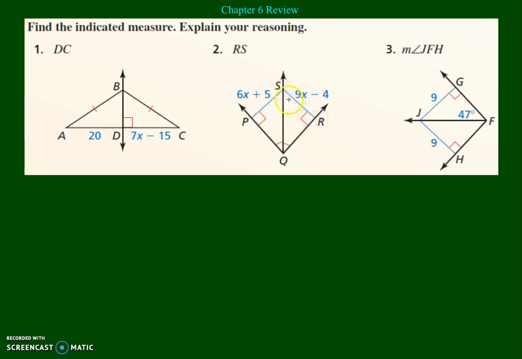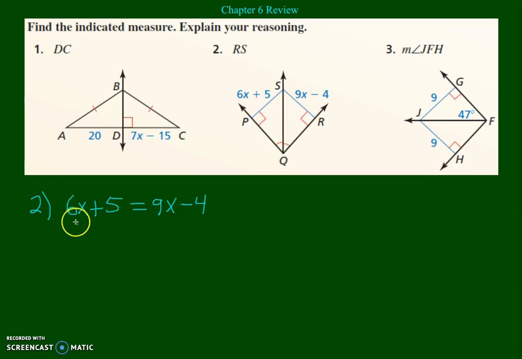So again, the theorem that we're working with is the theorem that says any point on the angle bisector of an angle is equidistant from the sides. So since we didn't get any values like we did over here, we're actually going to have to work this one out. So let's go ahead and work out number 2. So we have 6x plus 5 is equal to 9x minus 4, because this side is congruent to that.